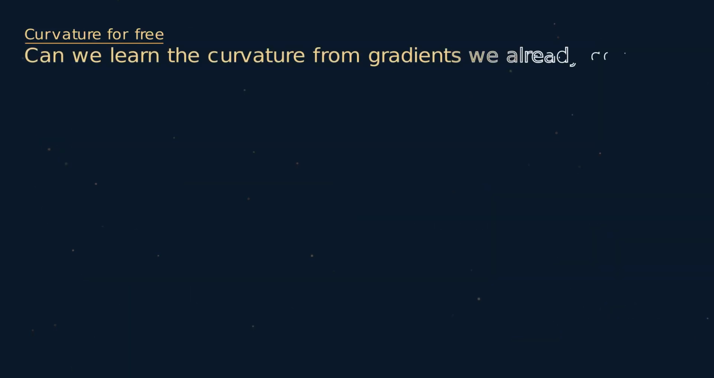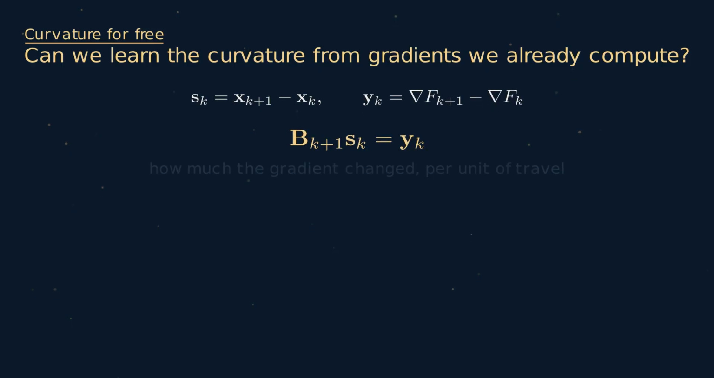Newton's speed comes from curvature. Newton's cost comes from computing curvature. So, can we get curvature for free, out of gradients we already calculate? Track two things across a step: how far you moved and how much the gradient changed. On a quadratic, those are linked exactly by the Hessian, so we demand our approximation reproduce the same link. That is the second condition.